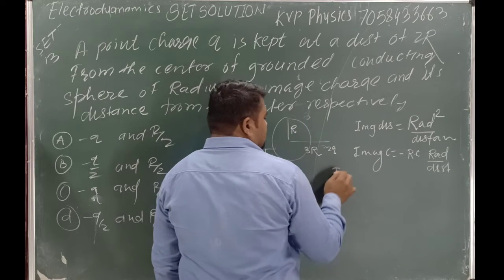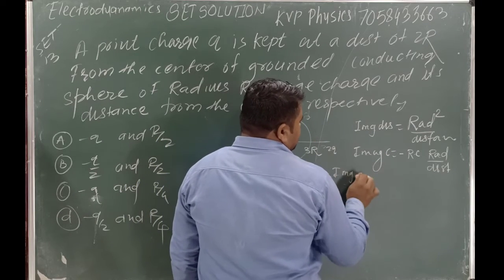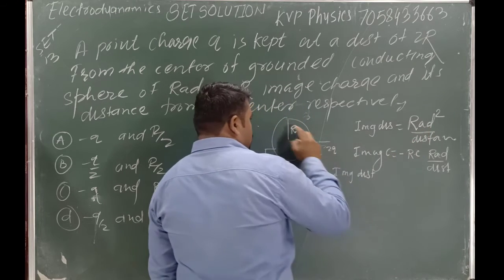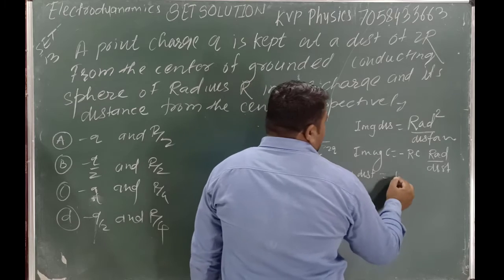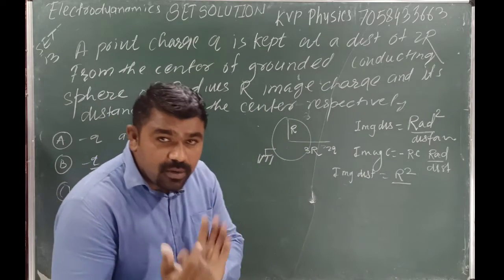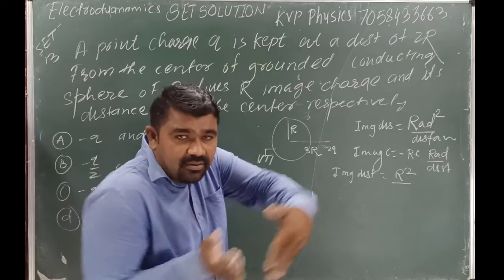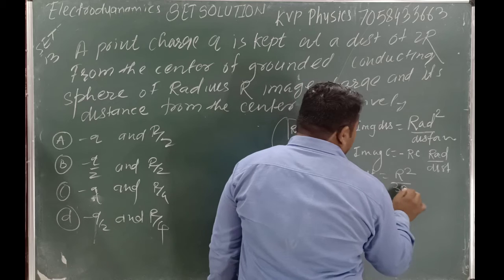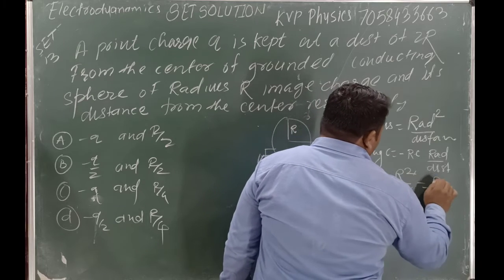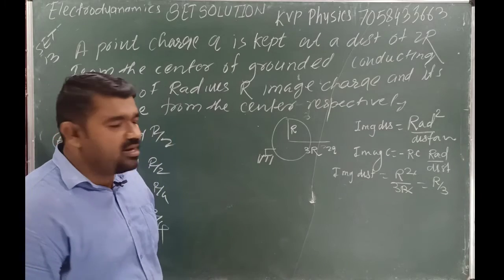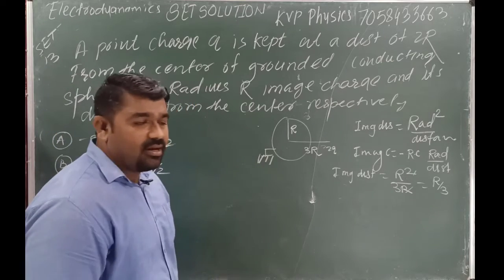Image distance is equal to, we know, radius square. What is the radius here? r is the radius, so the square of this is r square. What is the distance? The distance from the center to the charge, which is 3r. One r gets cancelled. Means the image distance is r by 3.